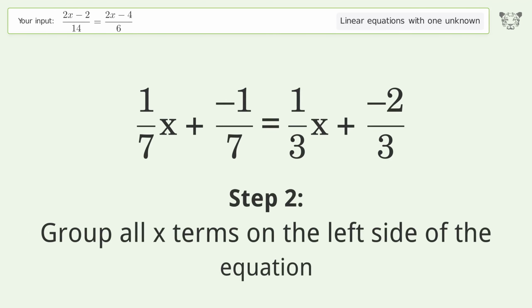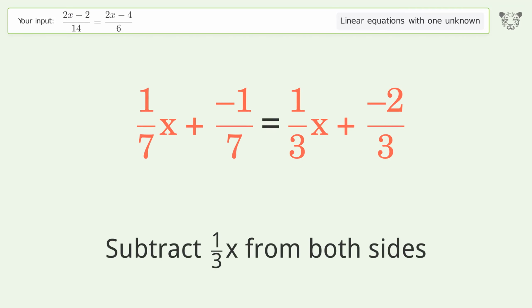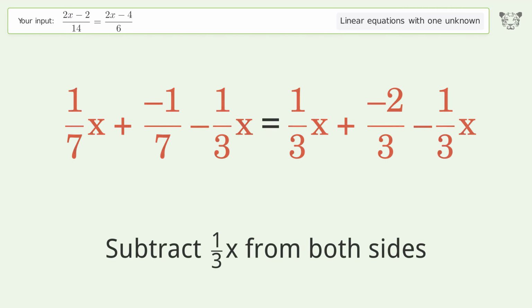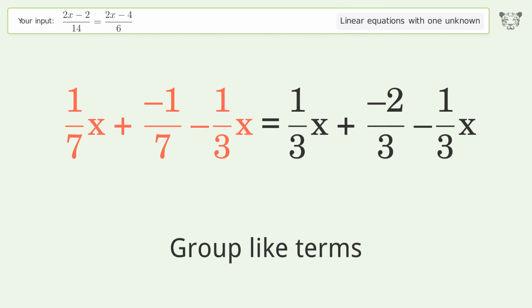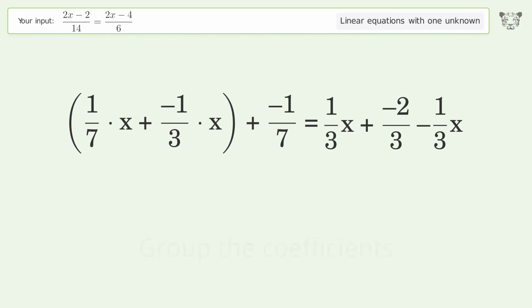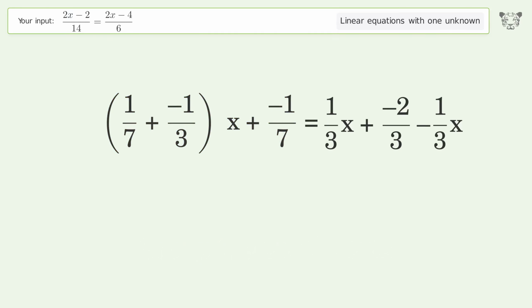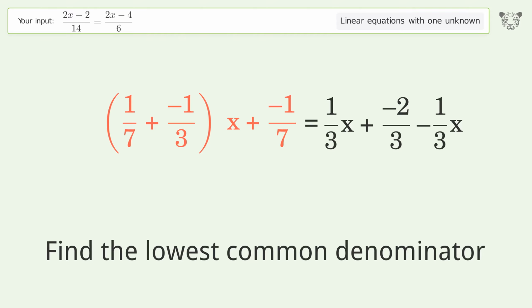Group all x terms on the left side of the equation. Subtract 1 over 3x from both sides. Group like terms. Group the coefficients. Find the lowest common denominator.